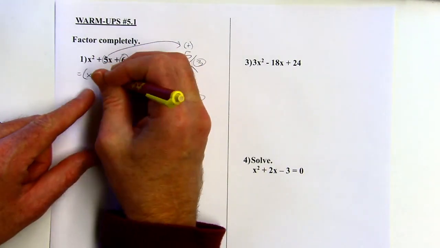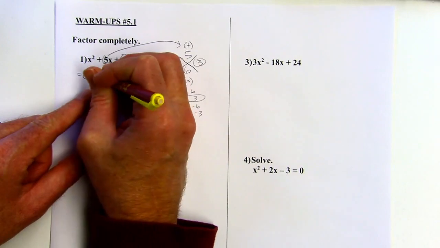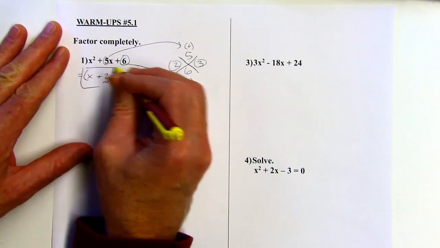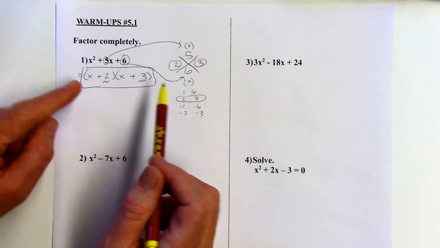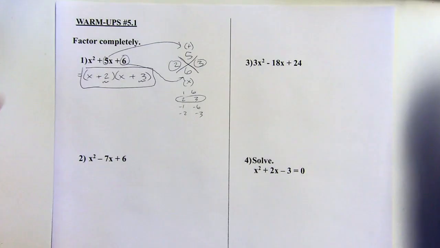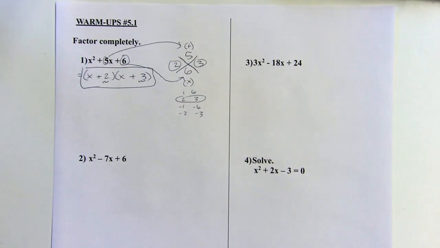So it's going to be a +2 and a +3. And then I just separate them from the x's with plus signs like that. And then this is factored. And you can always test your answer out by multiplying it back together. By foiling it, it should get you back to x squared plus 5x plus 6.